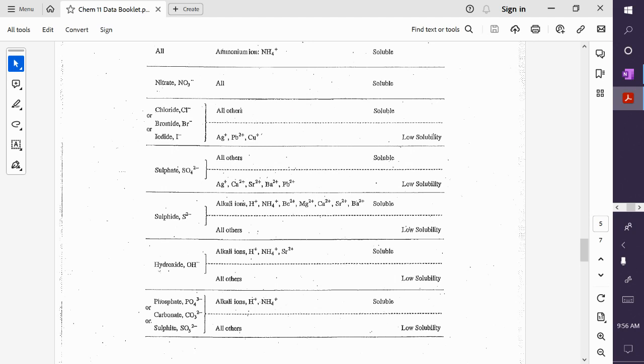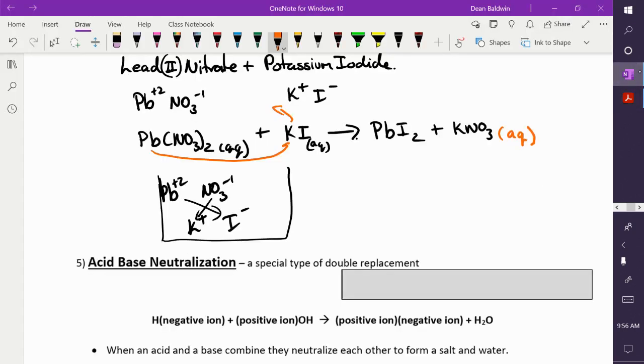We have lead, right? We have PbI2. We have this and this. That means it's low solubility. So that means that it forms a precipitate. It forms a solid. So tomorrow I'll show you a reaction like this. You get lead falling out of solution. Well, lead iodide, in this case, falling out of solution.